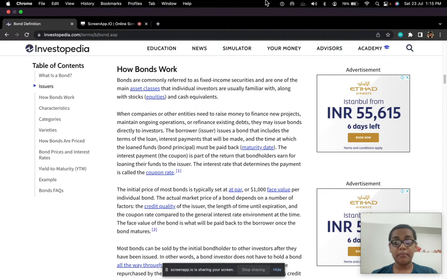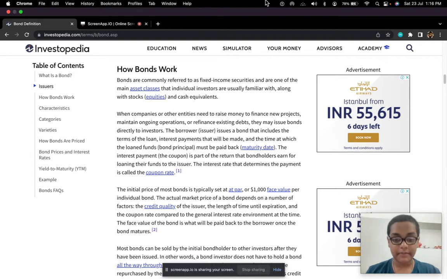The borrower issues a bond that includes the terms of the loan, the interest payments that will be made, and the time at which the loan funds must be paid back. The interest payment is part of the return that bondholders earn for loaning their funds to the issuer. The interest rate that determines the payment is called the coupon rate. The initial price of most bonds is typically set at par, or $1,000 face value per individual bond.